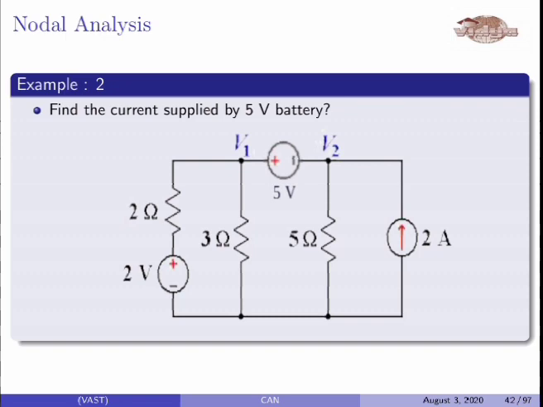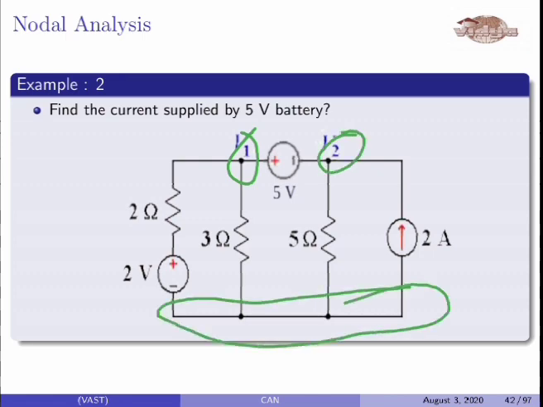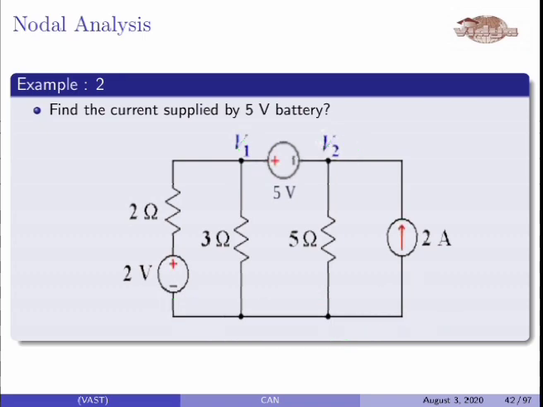So the first step is to identify the nodes in the circuit. This circuit is similar to the previous one. Here also you can identify 3 nodes: node 1, node 2, and a larger node that is taken as the ground node. We will assume the voltage at this ground node as 0. So we identified the nodes, and the node voltages are assigned as V1 and V2.